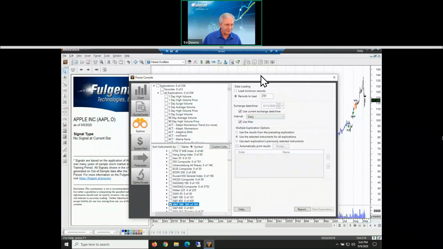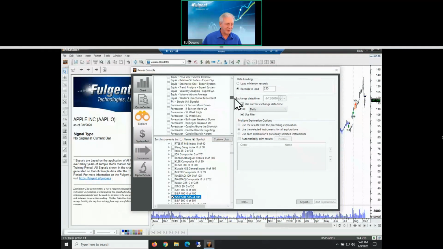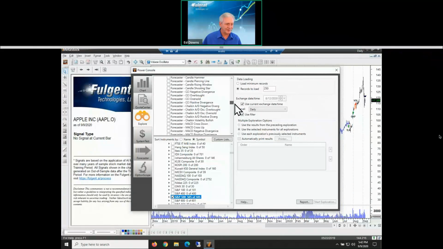But now wait a minute here. It says start. Oh, I don't have my Fulgent thing selected. I've got to go up here and pick the actual exploration. So let me find it. It's Fulgent AI patterns. Right down there it is.